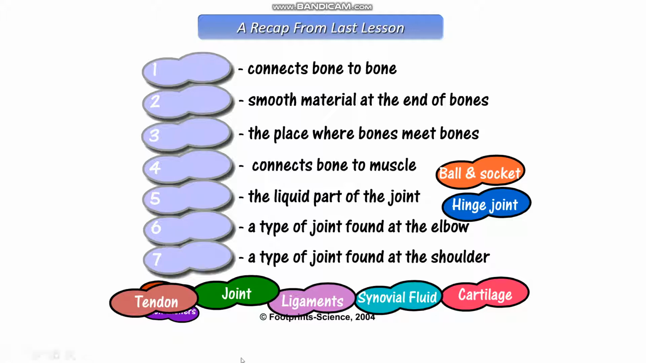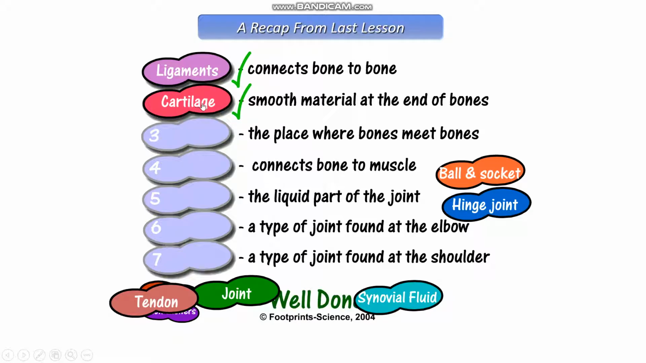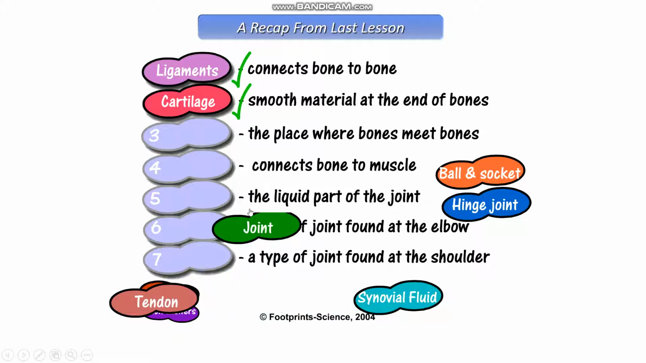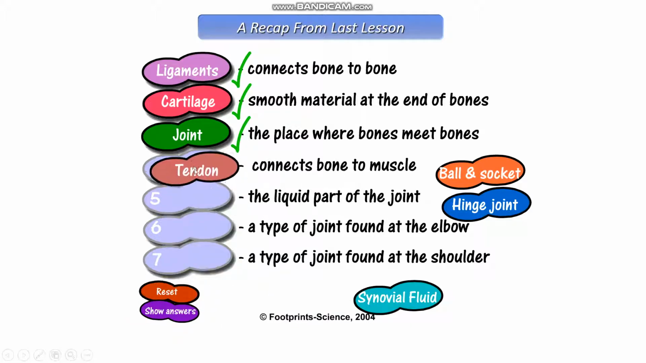Okay, so connects bone to bone. Well, that would be the ligaments. The smooth material at the ends of bones that stops the bones from wearing away is cartilage. The place where bones meet bones, hopefully you've got that one, that's joint. Connects bone to muscle. This is the one which often gets confused with ligaments. It is tendons.